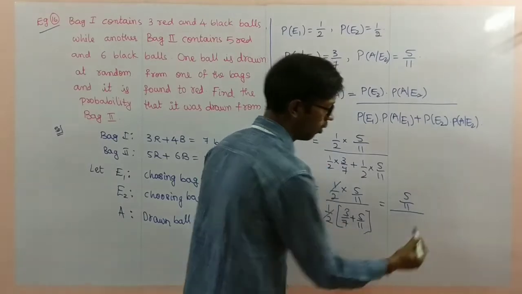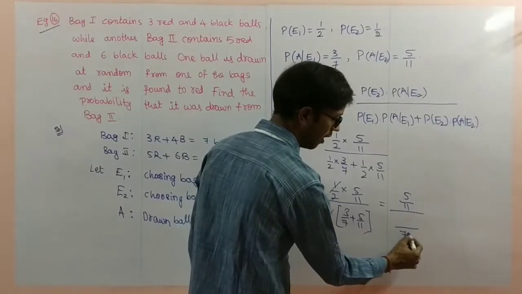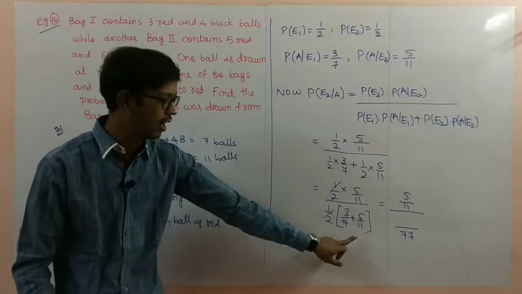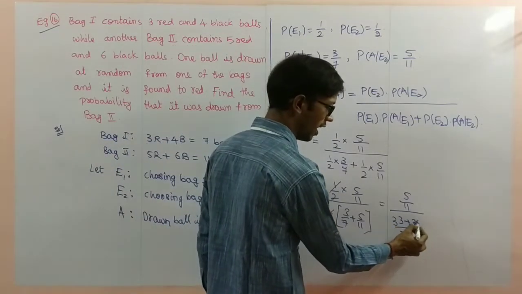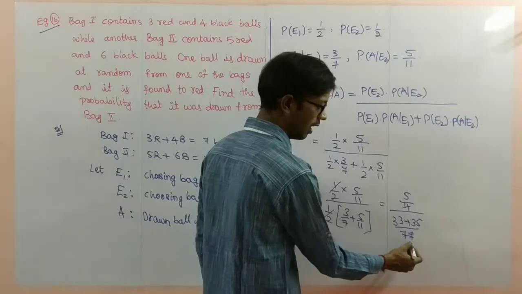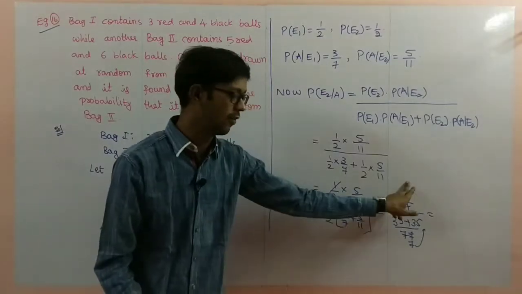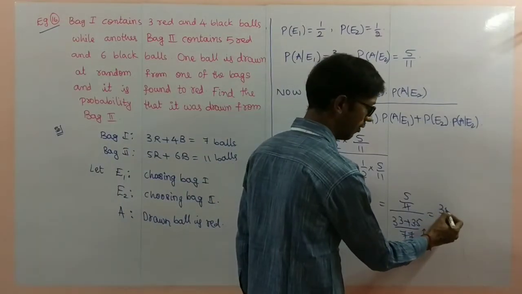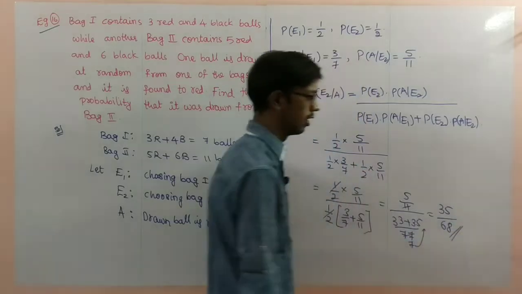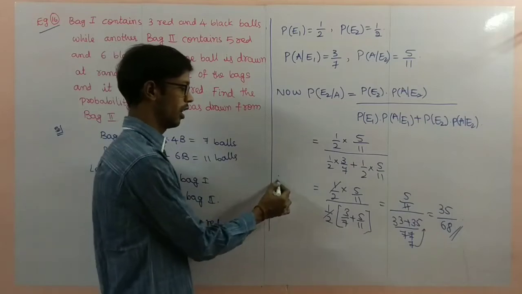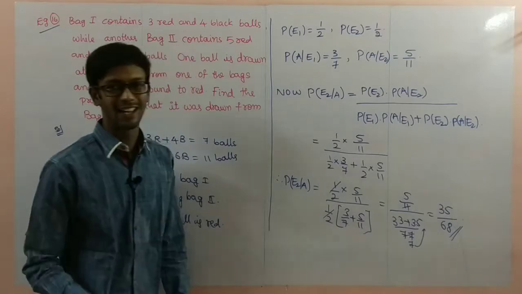Now make the simplification. 5 by 11 whole divided by, take the LCM. LCM is 77. 11 into 3 is 33, and 7 into 5 is 35. Sending the 77 upside, 11 ones are 11 and 7 sevens are 7, 7 fives are 35. So 35 divided by 35 plus 33, which is 68. Therefore, the required probability P of E2 by A, with A already fixed, is 35 by 68.